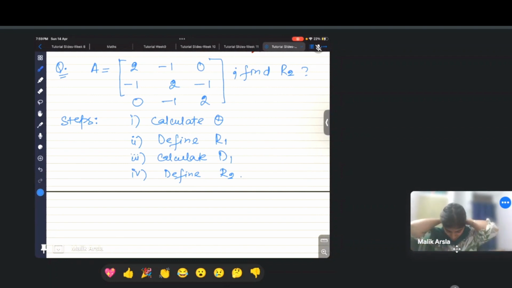So minus 2 into 1 divided by 2 minus 2, that is minus infinity. So theta will be minus pi by 4. Then the matrix here, we'll have to take as R1 equal to cos theta, minus sin theta, 0; sin theta, cos theta, 0; 0, 0, 1.